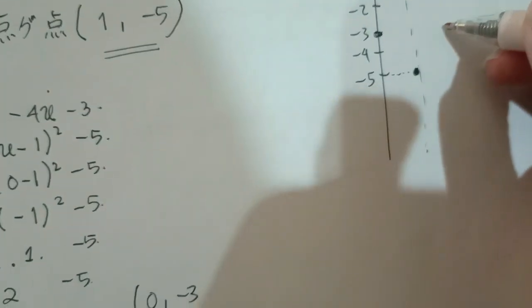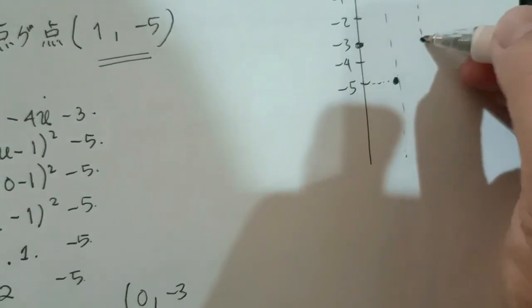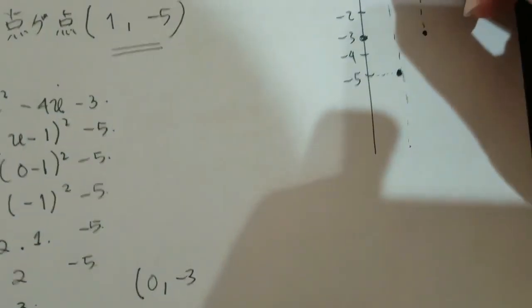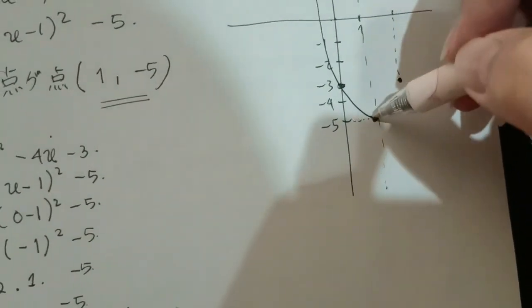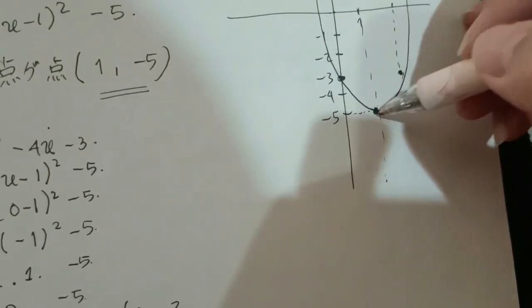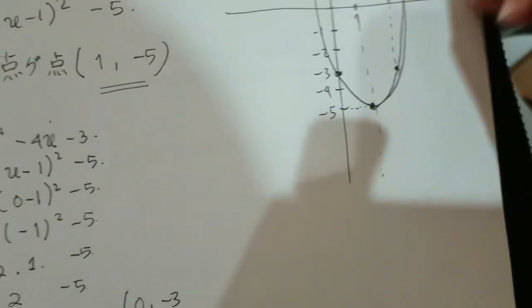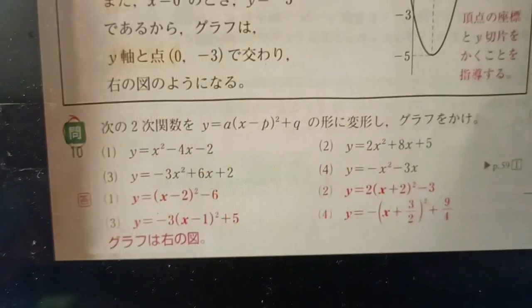So over here also will be the same. If you need, the parabola will be like this. You draw like this, it will be like this. I'm sorry, it should be over here. Okay, this is the graph.